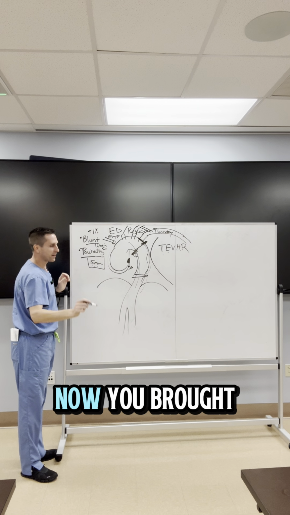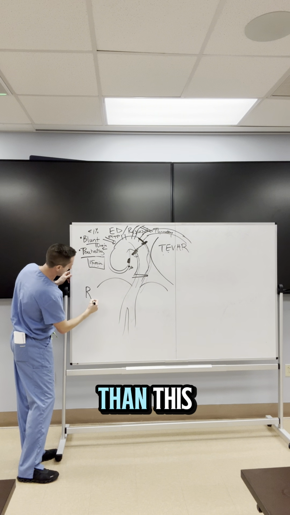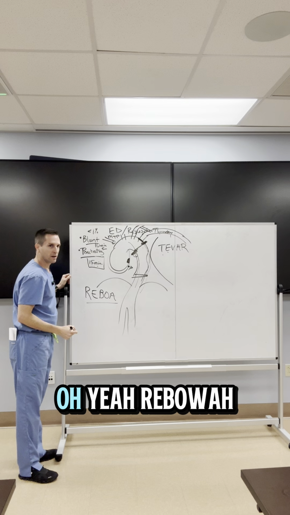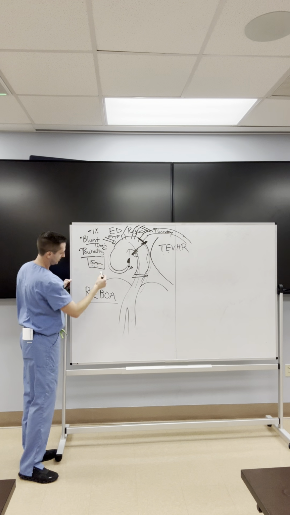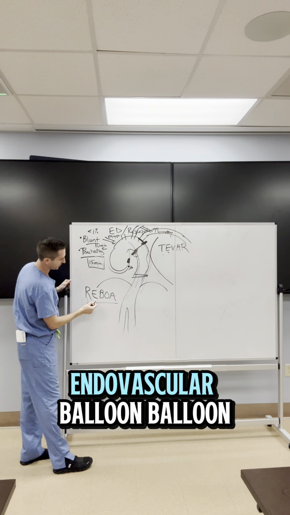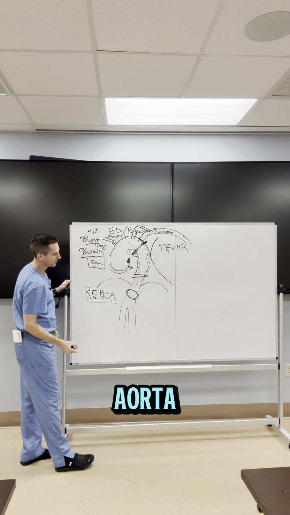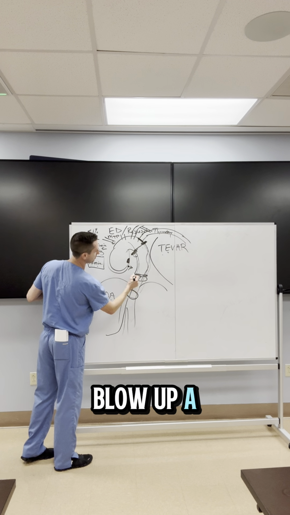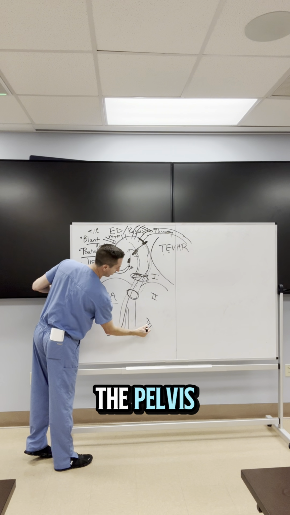That's for the TEVAR. Now, you brought up as well, a minimally invasive way to go about this is then this. So what does that stand for? Oh, yeah, REBOA. What does that stand for? Resuscitative. Endovascular. Balloon. Occlusion of the aorta. So what we do is we go in the femoral artery here, and we can blow up a balloon here. And there's different zones. Zone 1, Zone 2, Zone 3 is the pelvis.